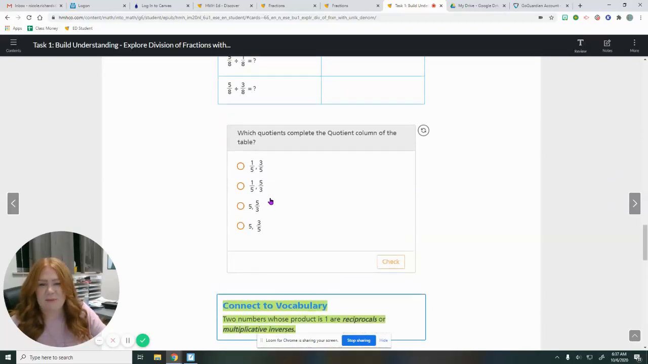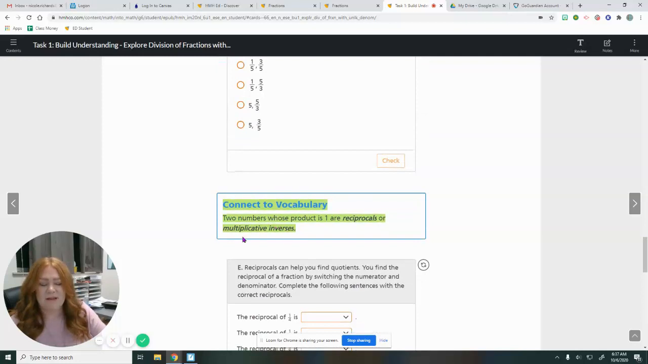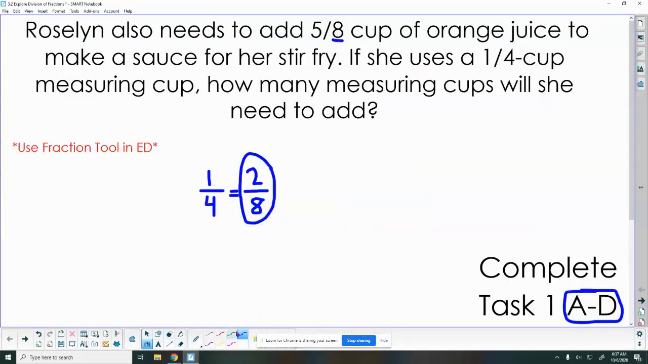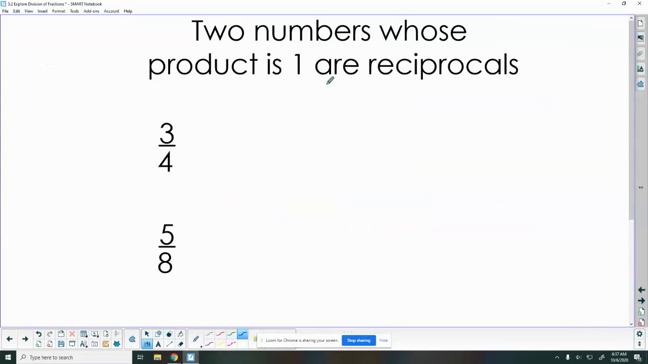Kind of end up with a weird problem there. So I really like to use this strategy of using a reciprocal. So let's take a closer look at reciprocals here. Two numbers whose product is 1 are reciprocals. You might also hear it called the multiplicative inverse, and you'll see why we call it multiplicative in just a second.